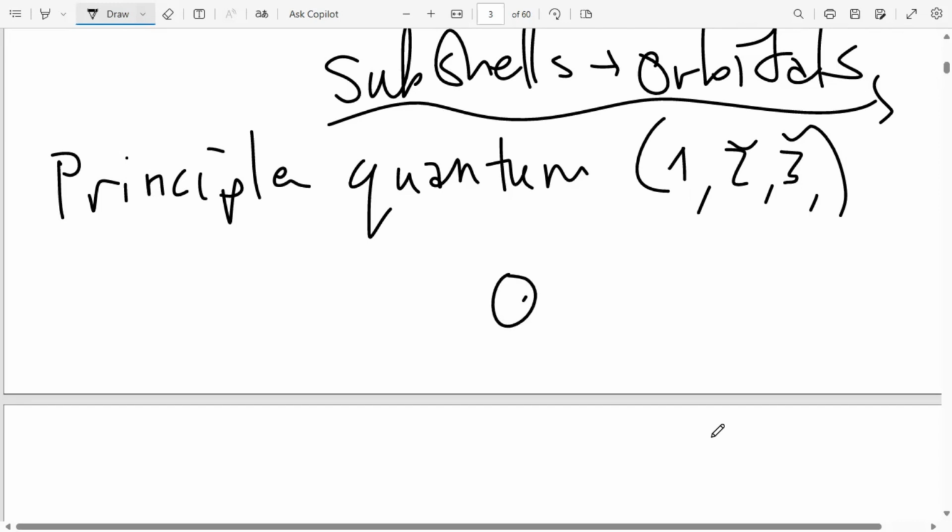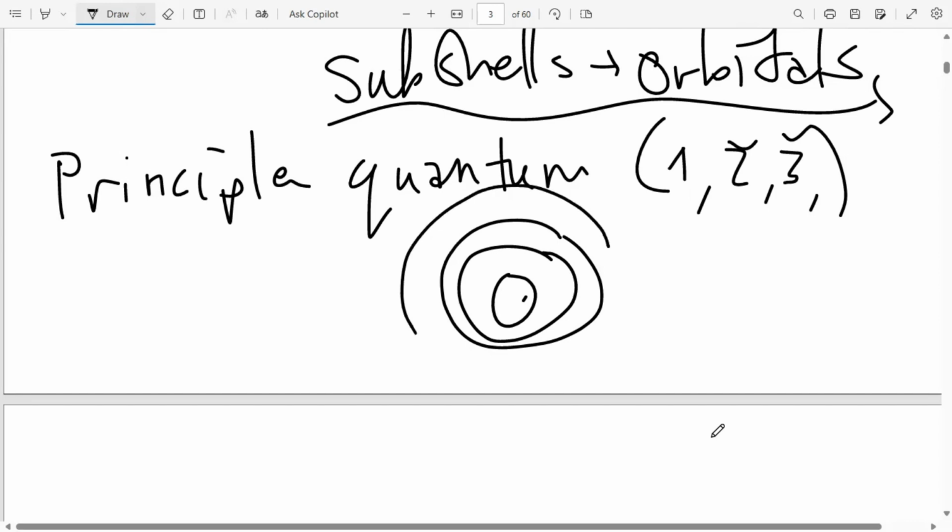That means, for example, this is a nucleus. We're going to have principal quantum number 1 closest to the nucleus, principal quantum number 2 second closest to the nucleus, principal quantum number 3, and so forth. So you're going to notice that as you move away from the center of the nucleus, the energy levels keep on increasing. As we increase the principal quantum number, the energy of the electrons is also increasing. The lowest being the first one, followed by the second one, followed by the third one.